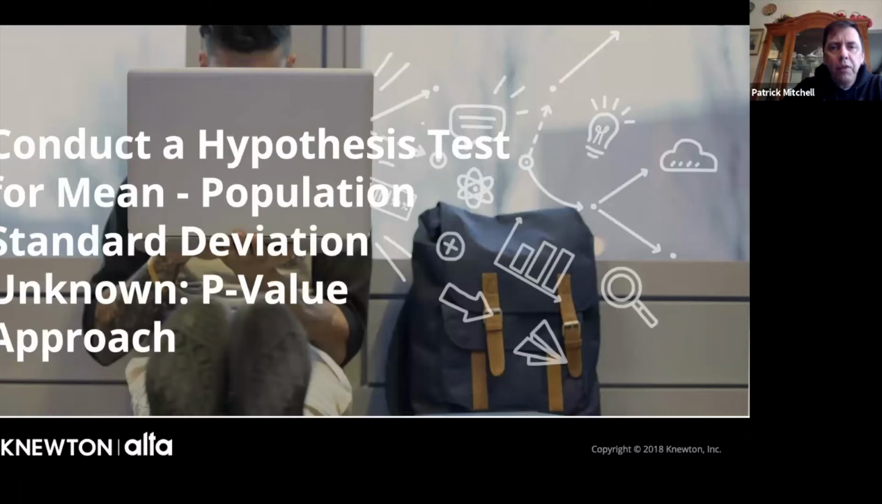We are continuing with Chapter 9. Today, we're talking about conducting a hypothesis test for population mean, where the population standard deviation is unknown. So we started talking about that in the last video, and today we're going to talk a little bit more about the p-value approach to doing that type of hypothesis test.